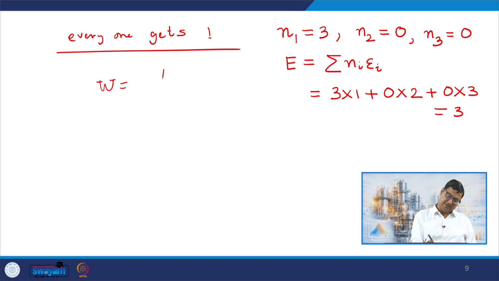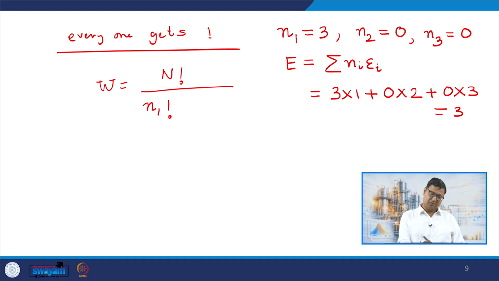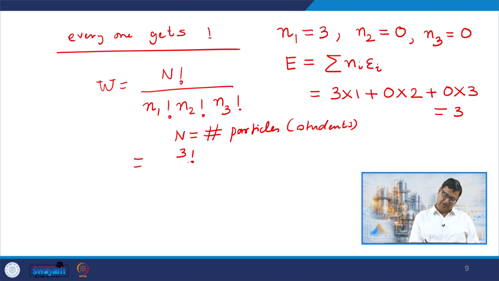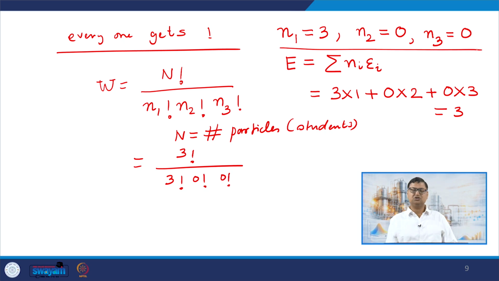So W is given as n factorial, divided by the number of particles having one chocolate, the number of particles having 2, and the number of particles having 3, factorials. By the way, this n is not the number of chocolates, it is the number of particles, or students in this case. So what we get here is 3 factorial by 3 factorial, 0 factorial, 0 factorial, plugging in the values of n1, n2, and n3, and that is equal to 1.